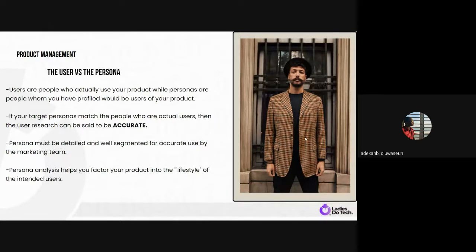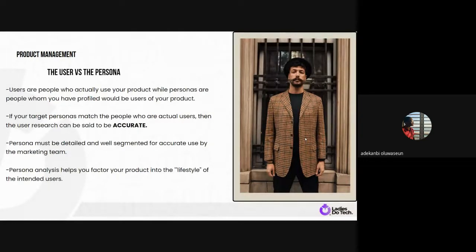So you build a mobile app for NYSC corps members, then your marketing team goes to the universities to market the product. Then there's a problem, because the kind of users you will get would not match the profile you intended. And a lot of problems come from there: our revenue is low, why are people not buying this, or why are people not engaging with our product? So you must ensure there is a connection between the personas and the users. We'll go deeper later in the subsequent slides.